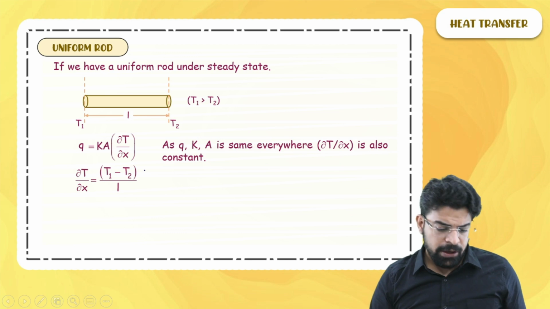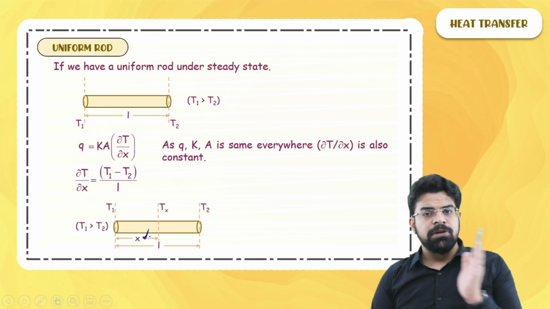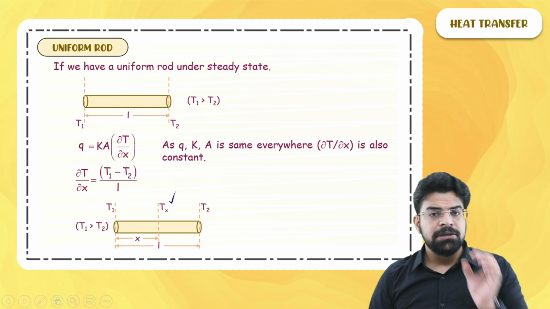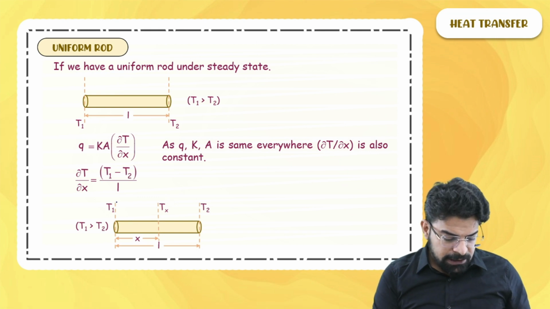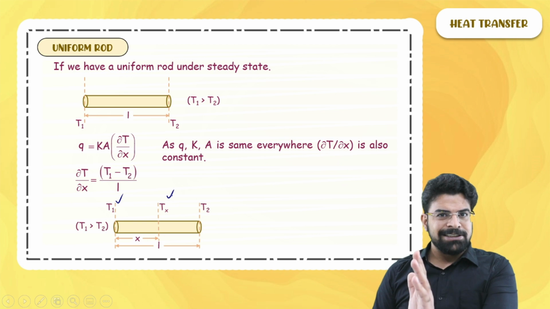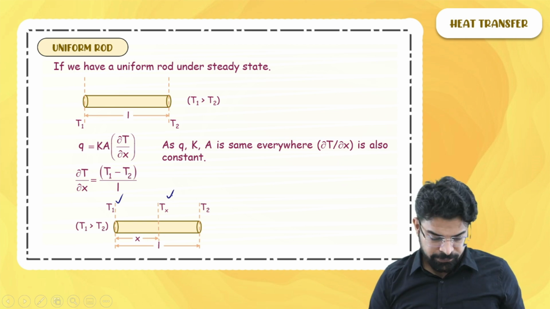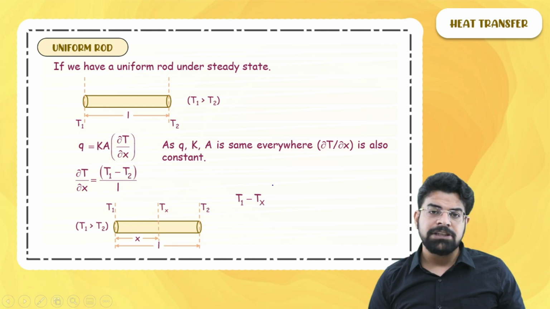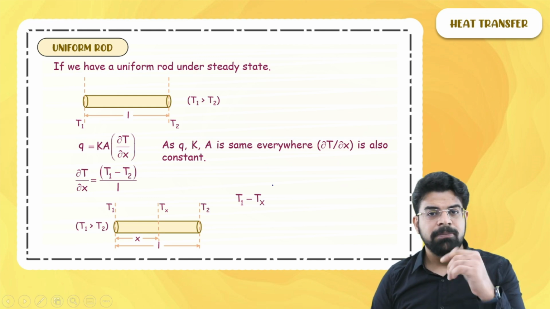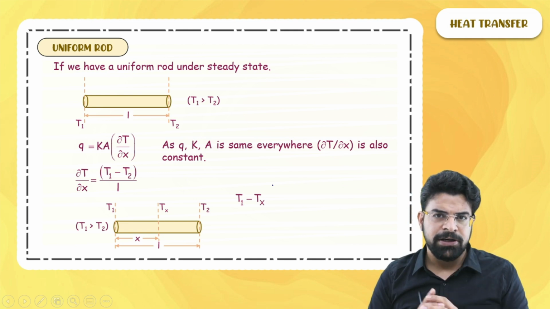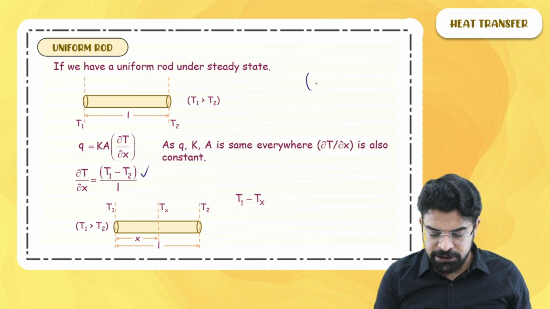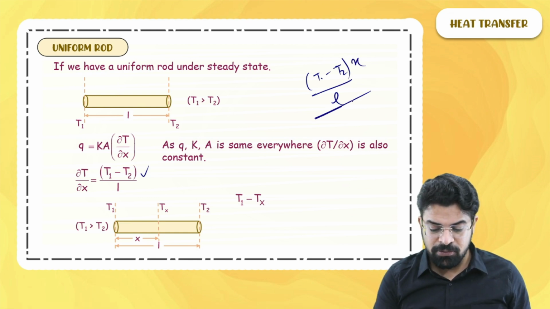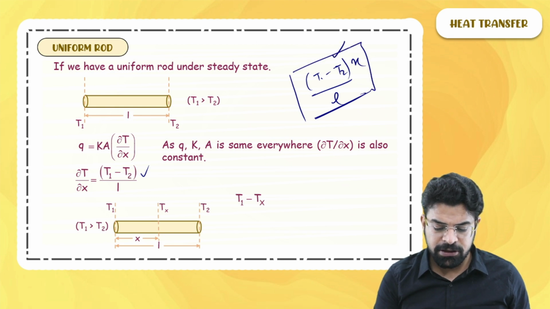Now, if you need to find the temperature at a random distance x from the left end, and let's say at this place the temperature is Tx, how to find Tx? It is quite easy. You will say the temperature drop from the left end till the distance x is given by T1 minus Tx, and this T1 minus Tx has to be equal to the temperature gradient multiplied by length. But what is the meaning of temperature gradient? The rate of change of temperature with respect to length. So if I tell you that the temperature gradient is (T1 minus T2) by L and the length is x, then in a length x, how much temperature drop will take place? You will say temperature gradient multiplied by length.